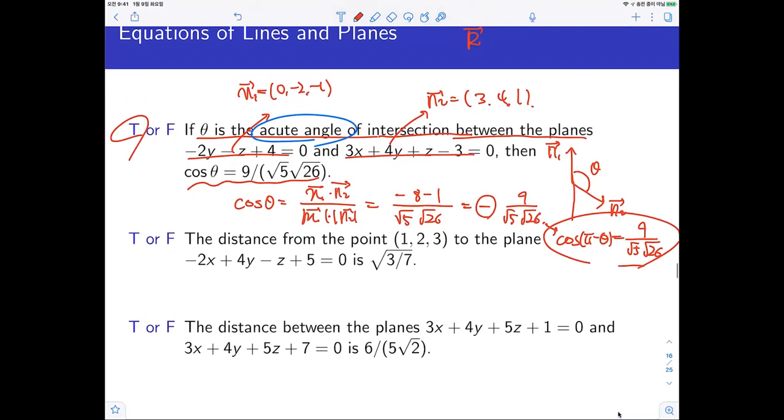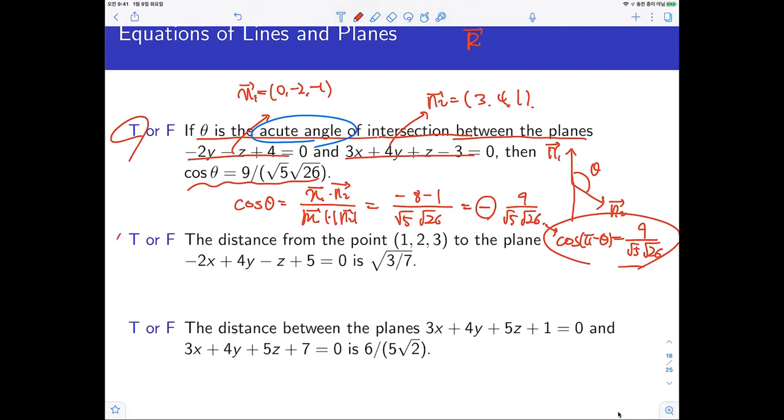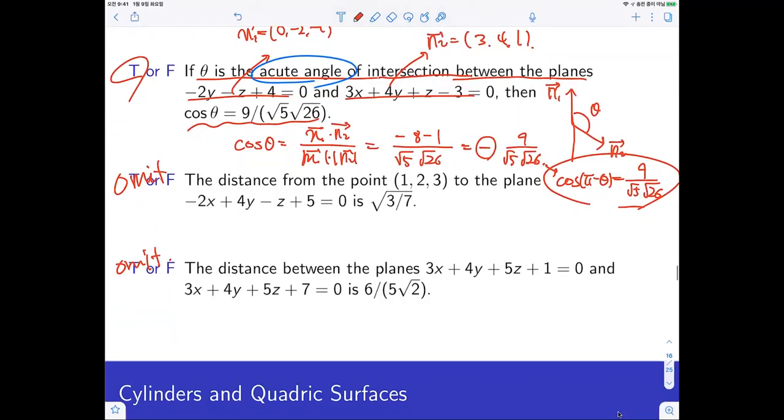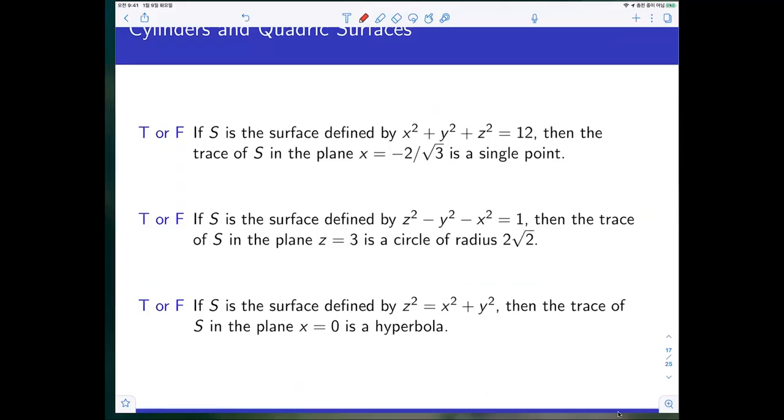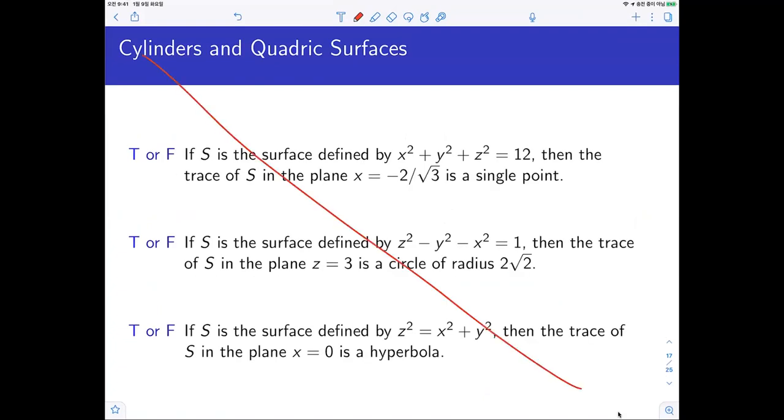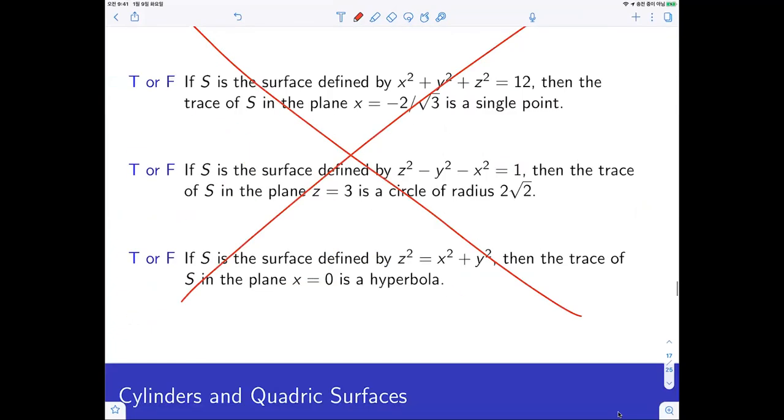Okay. Let me omit these two problems, but I will upload the answer to the Canvas. Since these problems are related to quadratic surfaces, let me omit them.